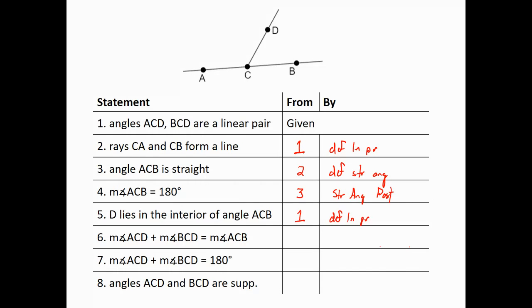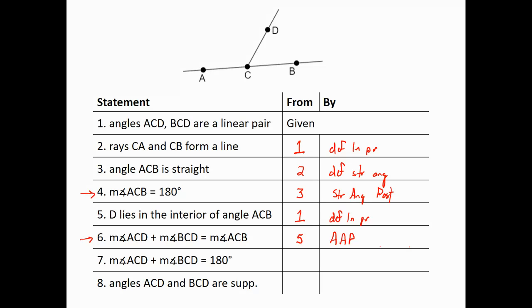And then once we know that D lies in the interior of ACB, we can apply the angle addition postulate, because that's exactly what the angle addition postulate needs to work. It needs an angle with a point in its interior. So it now follows from 5 by the angle addition postulate, which we abbreviate as AAP, that ACD plus BCD is equal to ACB. Now, here we are at line number 7. Look at two previous lines. Look at line number 6 and look at line number 4.